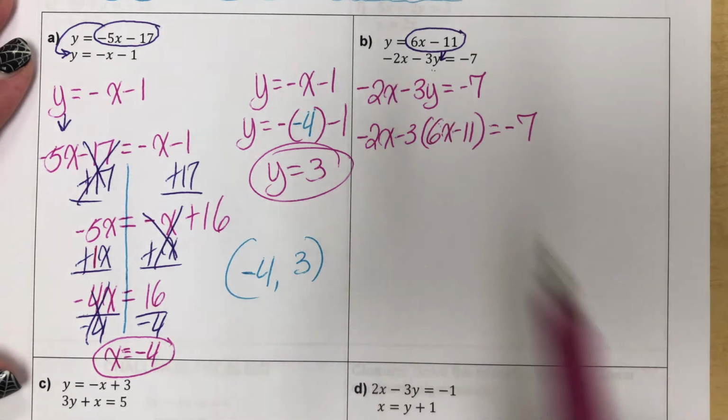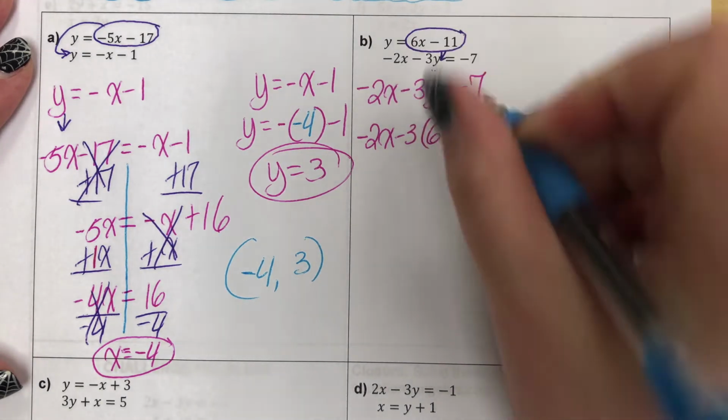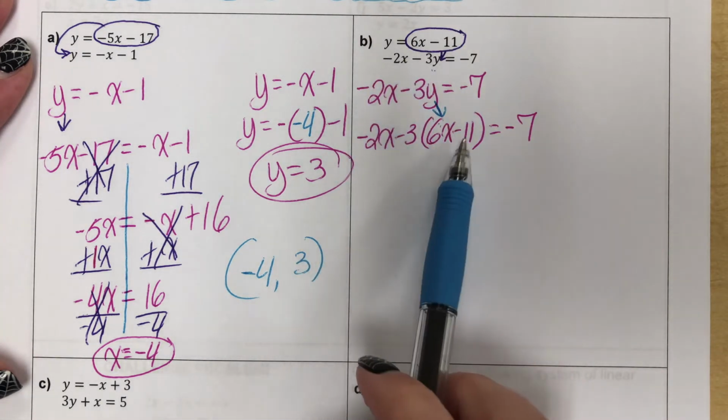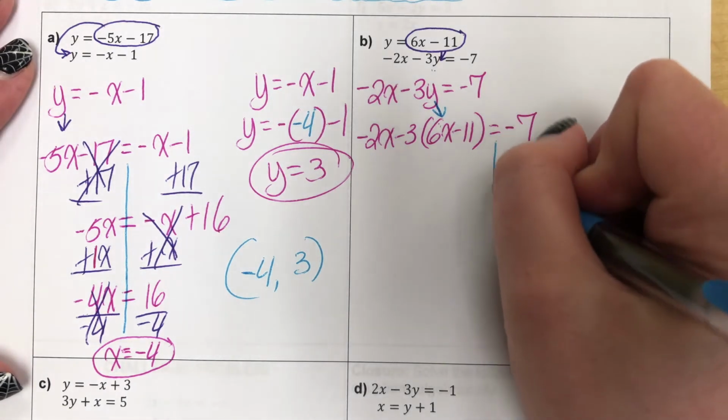So I plugged in for y. I know that y is actually 6x minus 11. I'm just plugging it in, replacing it. I'm really substituting in. And now I solve like I would any other equation. I'm going to draw my train track here.